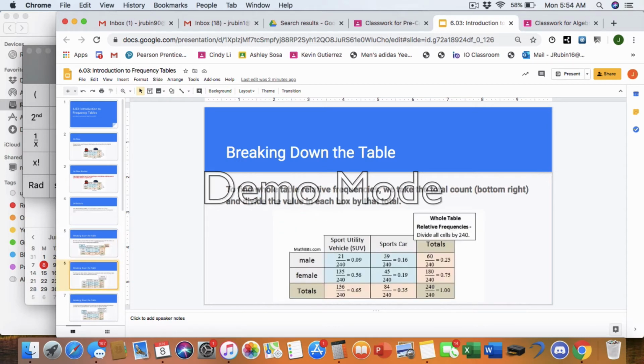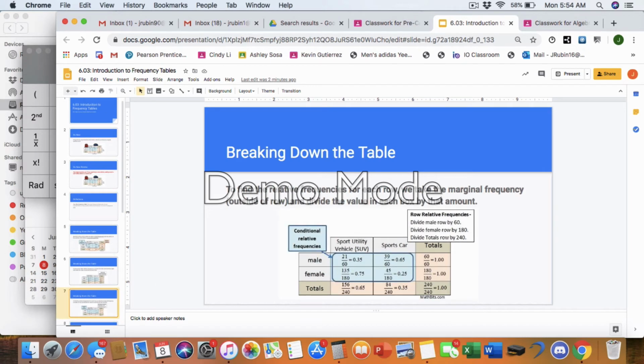So to find the whole table relative frequencies, we take the total count, which is at bottom right, the 240 total, and divide each value in the box. In other words, if you're trying to find probabilities, this is how we would do it. We would divide each total by the total. So everything divided by 240.